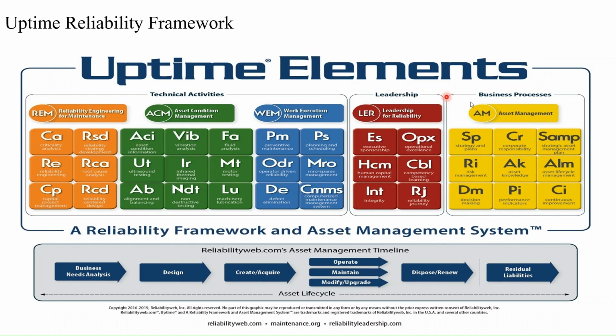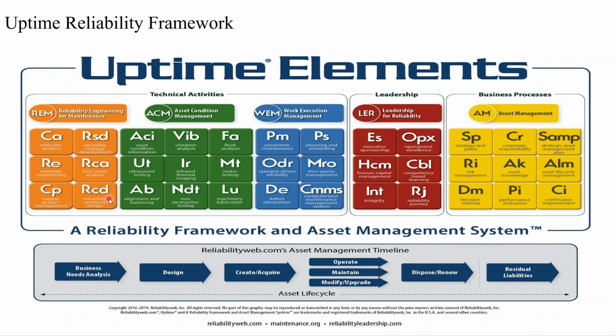Uptime element in asset management framework. It can be structured into three primary levels: technical activities, leadership, and business processes. These elements work together to optimize asset uptime and ensure long-term operational success. Technical activities. This includes hands-on maintenance and operational strategies that directly impact uptime.